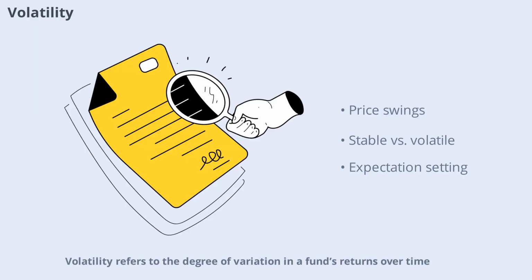Volatility refers to the degree of variation in a fund's returns over time. High volatility means larger price swings, while low volatility indicates more stable performance. Understanding volatility helps you set expectations and choose funds that match your comfort with market fluctuations.